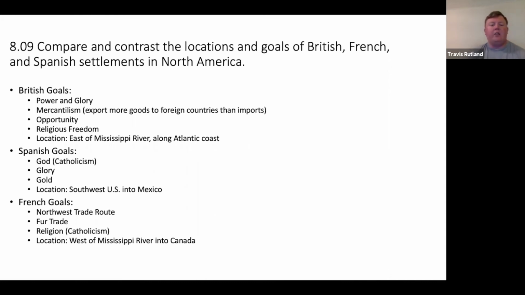All right, now their location is the southwest United States into Mexico. So your places like California, New Mexico, Arizona, Texas, all the way down into what is today Mexico is where the Spanish colonies were.